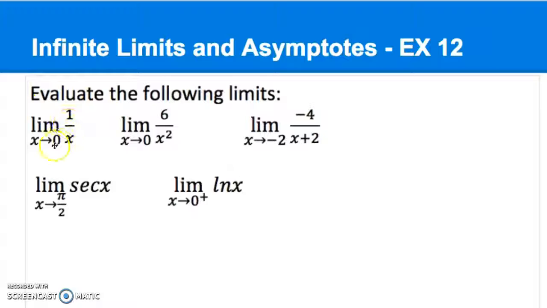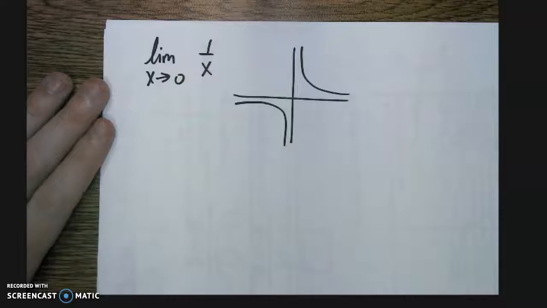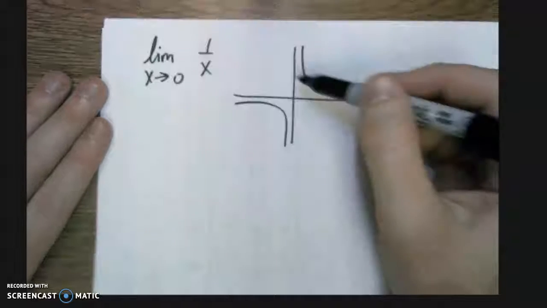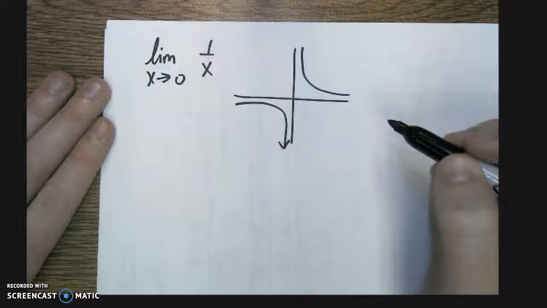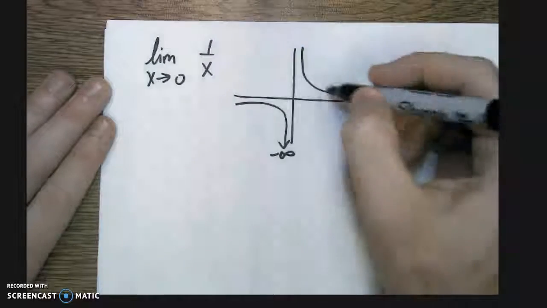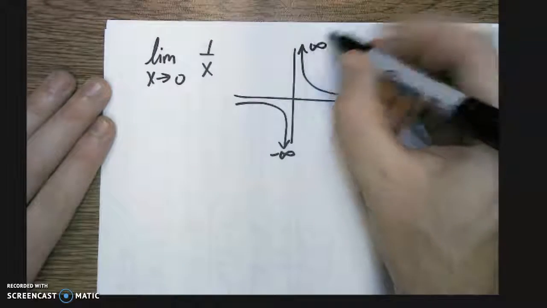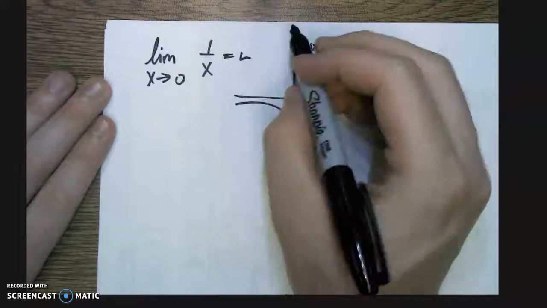Example 12. If you plug 0 in to the x value, you're going to end up getting 0 in the denominator, which means it's an infinity of some kind, unless you can cancel the factor. So let's look at a graph of 1 over x. You should recognize this graph from pre-cal. If we look to the left of 0, it is going down to negative infinity. If we look to the right of 0, it's going up to positive infinity, and so here the limit does not exist.